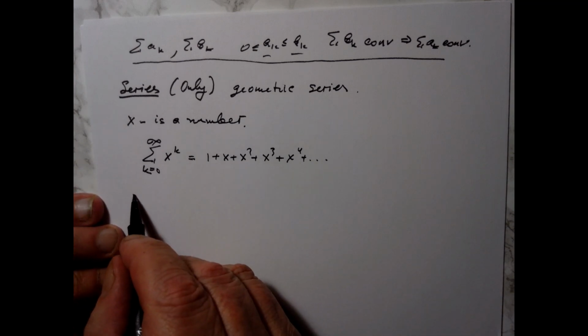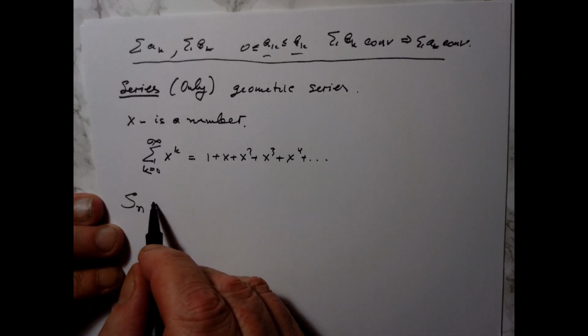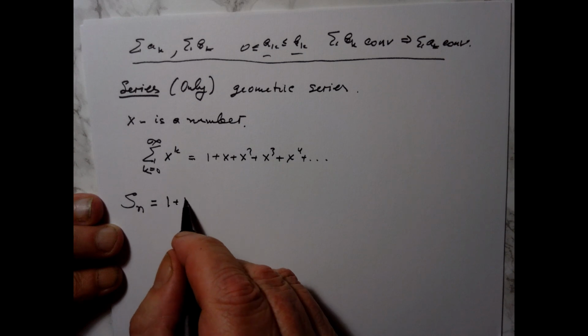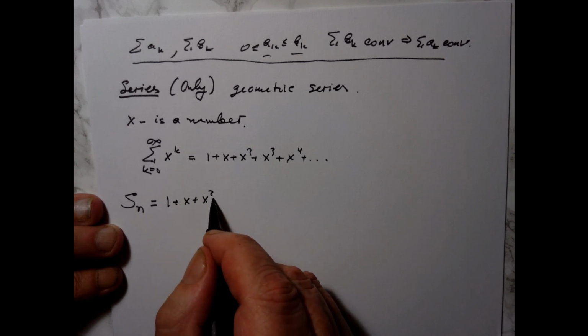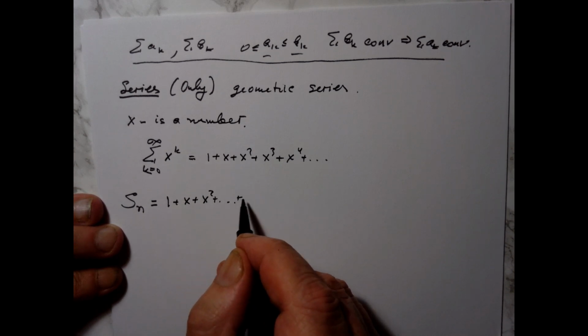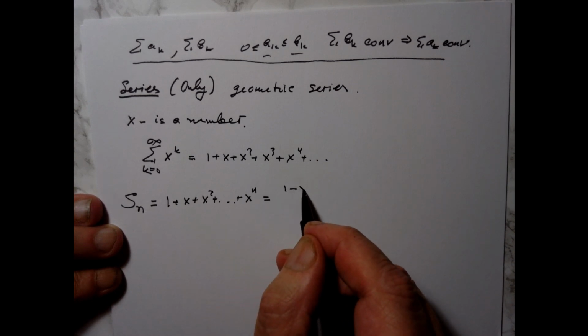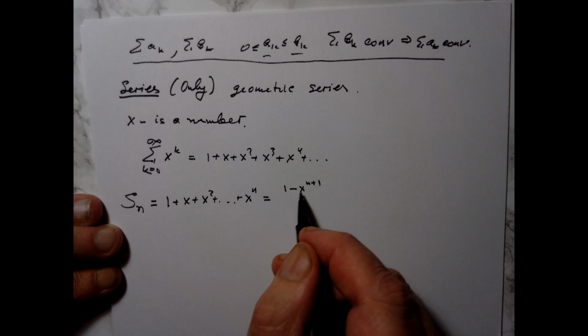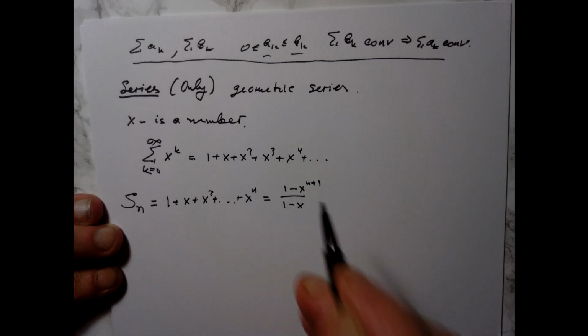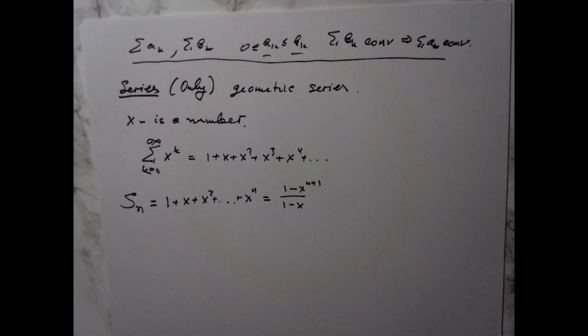So you probably know this formula, that Sn, which is equal to 1 plus x squared plus etc. plus x to the power n, is equal to 1 minus x to the power n plus 1 divided by 1 minus x. Now, for those of you who know this formula, good. You can skip the next 2 seconds of my presentation.